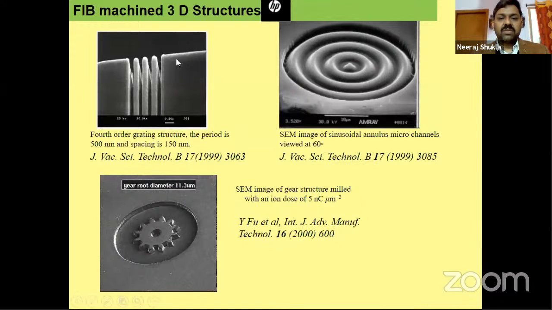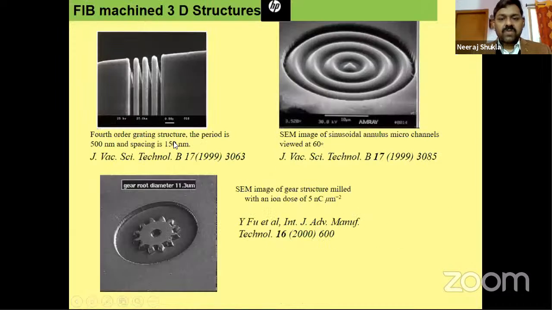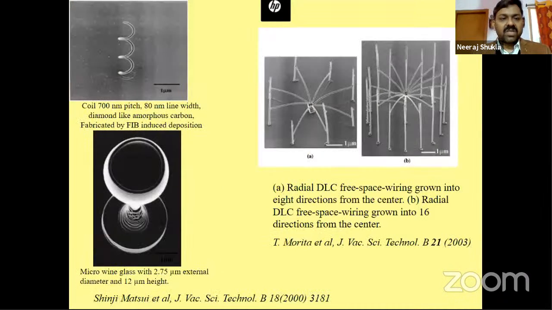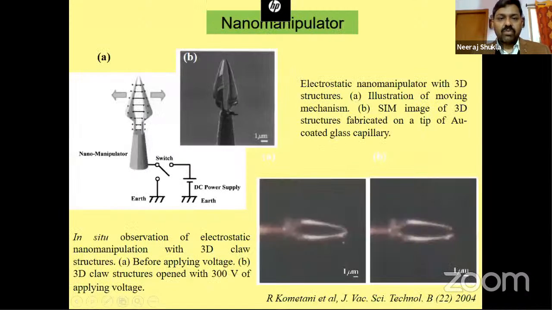These are some of the things you can see, like micro channels can be made and some grooves can be made. Okay, this one is just to show some of the stuff people have done, and this one was done by another MTech student, who made an AFM cantilever tip using tungsten. Okay, so the tip is 50 nanometer, and the images which were measured using that cantilever tip are on the right side. You can use it as a nano manipulator.